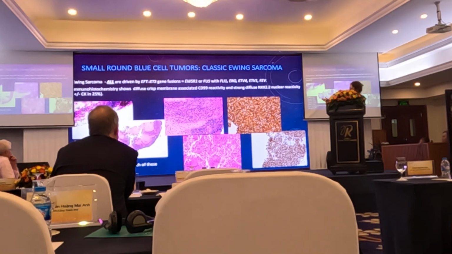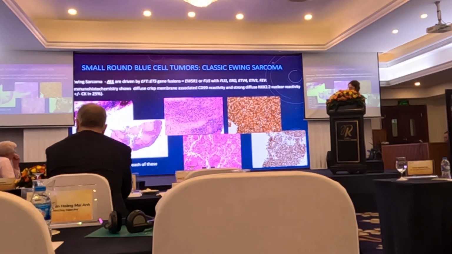The fixed tissue sections are shown in low power in the middle part of the left-hand side of the slide, and at higher power in the middle. And we can see that at the bottom we have a lot of very thick fibrovascular cores and blue cells associated with this.